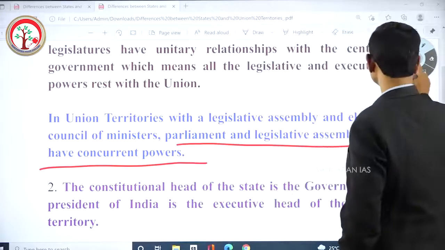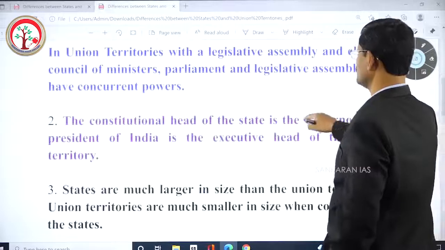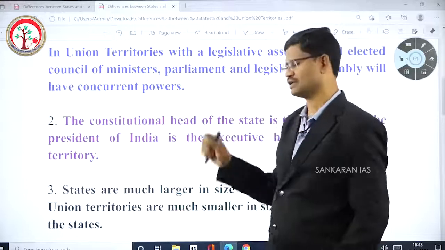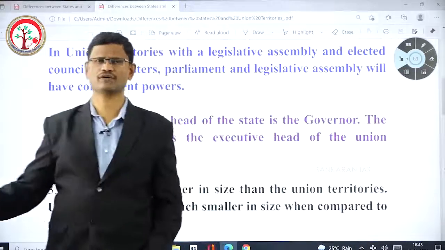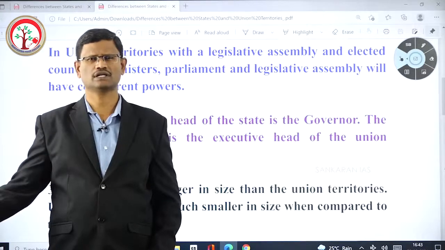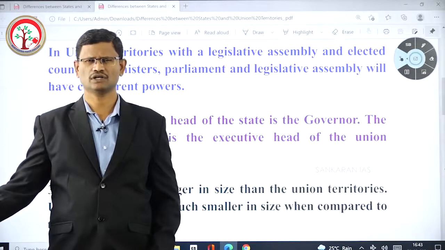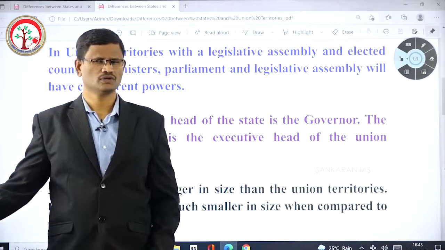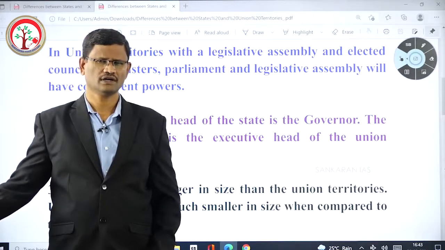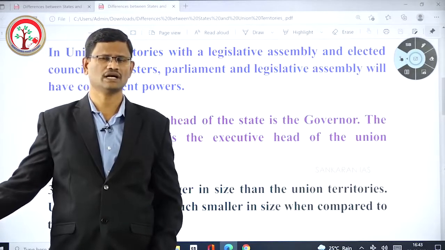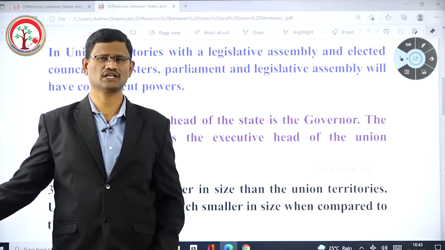Then, if you take the state, the constitutional head of the state is governor. So the constitutional head of the state is called governor. India has parliamentary democracy both at the union level and also at the state level. So in all the 28 states, there is dual executive, nominal executive, real executive. The governor is the head of the state, but a chief minister is the head of the government. The governor enjoys nominal powers. The chief minister heading the council of ministers enjoys the real powers.